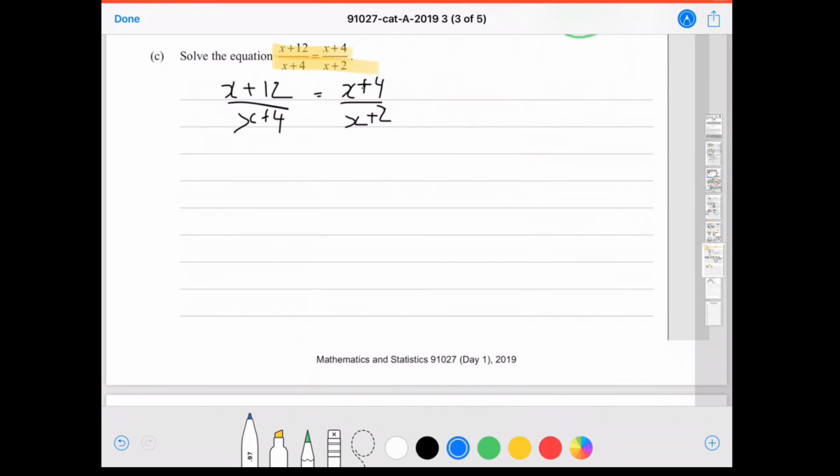We use a different color. We're going to multiply x + 12 and x + 2, and we're going to multiply x + 4 and x + 4. There's no multiplying of denominators here. So we can express this as (x + 12)(x + 2) = (x + 4) squared. Just going to go the long route here: (x + 4)(x + 4).